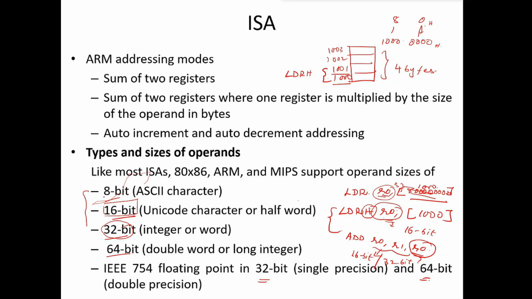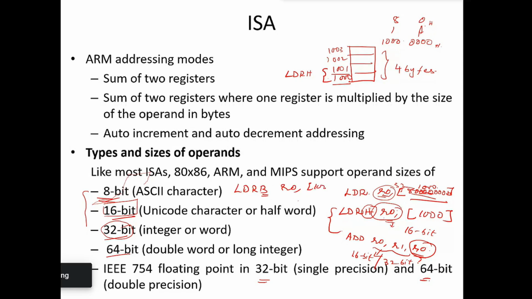If I need 8-bit, what is that instruction? LDRB R0, 1000, where B is byte. It will load only whatever data is at 1000 into this, and the remaining 3 bytes will be zero extended. So we have a variety of operand sizes: it may be 8, 16, 32, or 64, and even for floating point operations we have 32 and 64 bit. Clear?